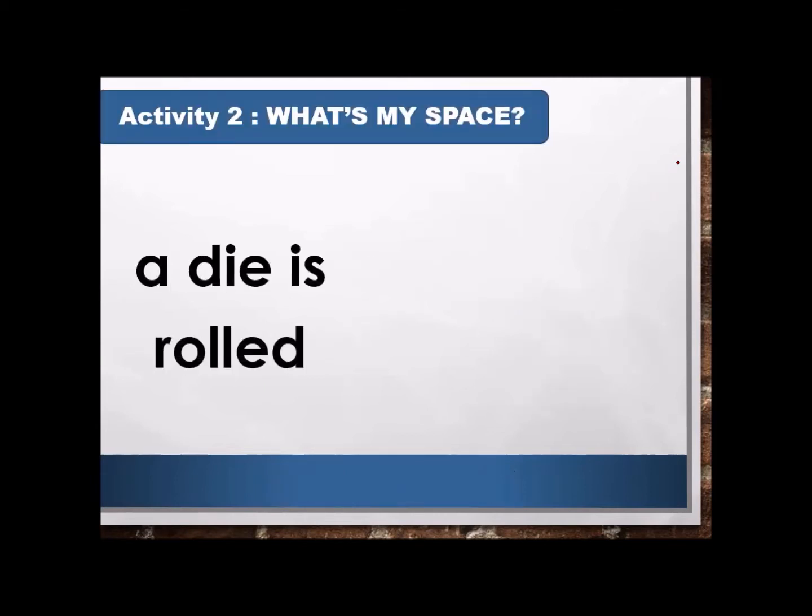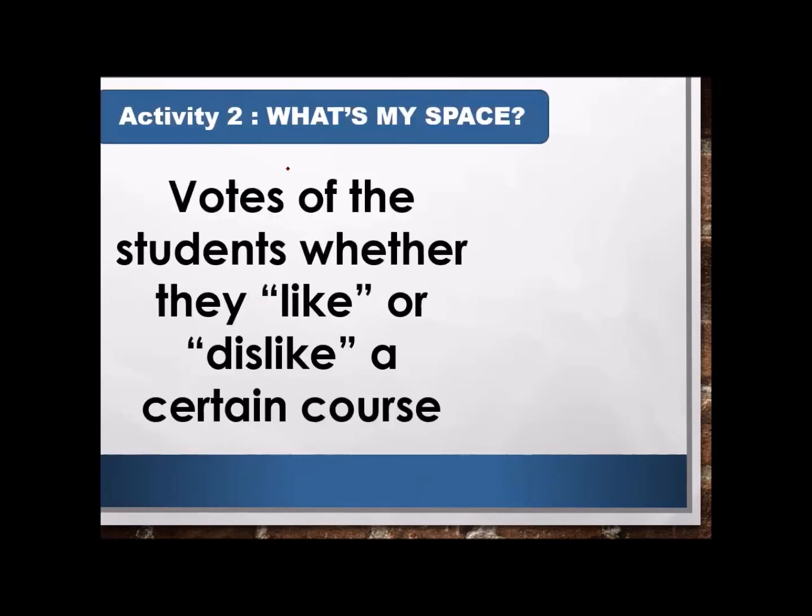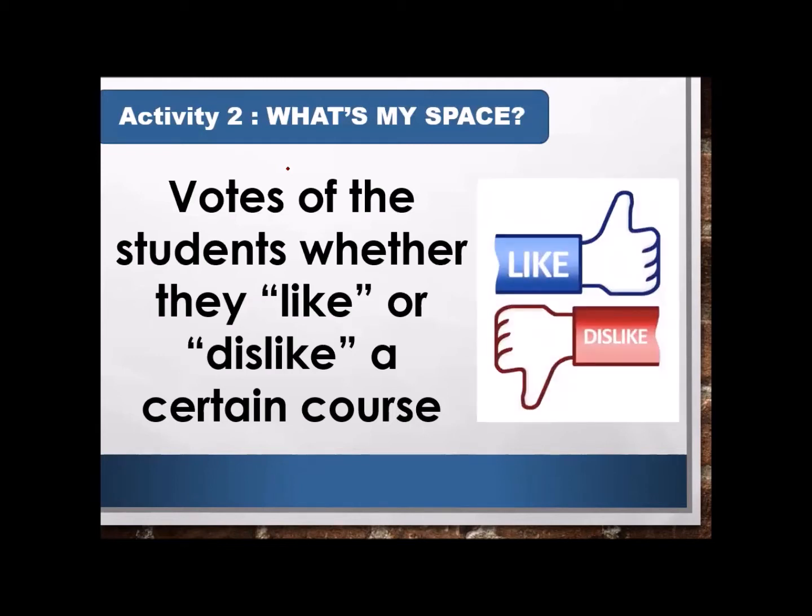Next, a die is rolled. A die here doesn't mean death. It means that this is the singular form of dice. Kasi karaniwan lang, ay alam lang natin ay dice. So, recall natin siya. Ang mga faces niya, diba, karaniwan, six-sided siya. So, that is 1, 2, 3, 4, 5, 6. Okay? Next. Votes of the students, whether they like or dislike a certain course. So, syempre, we have two options. The possible outcomes here are like and dislike. So that is our sample space.